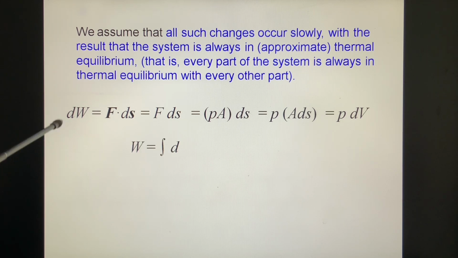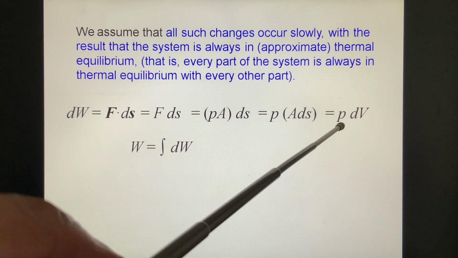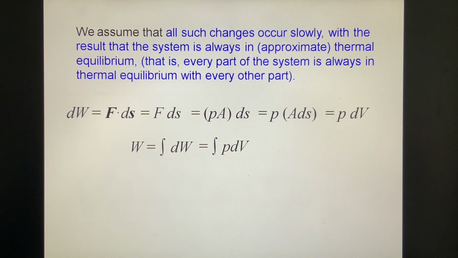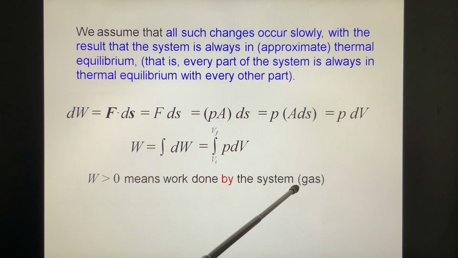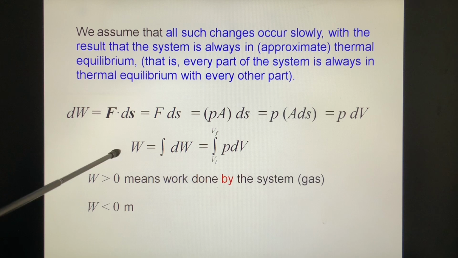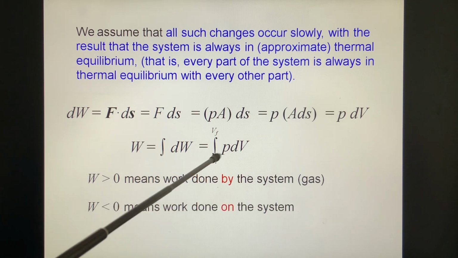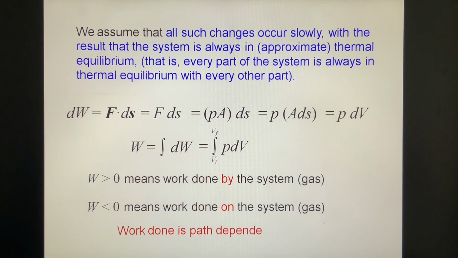And the total work, the sum of dW, or the integration of dW, equals the integration of P dV from the initial state to the final state, from V initial to V final. If this work is larger than zero, that means the work is done by the system. If W is smaller than zero, the work is done on the system. Work done is path dependent, depends on which way you go.